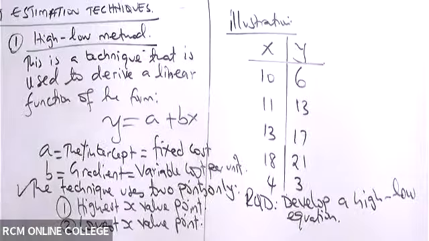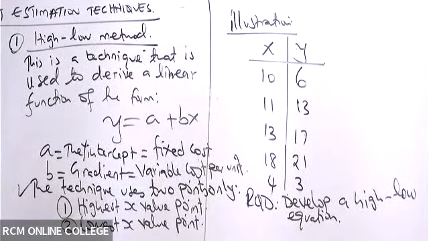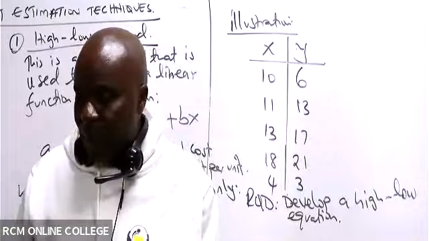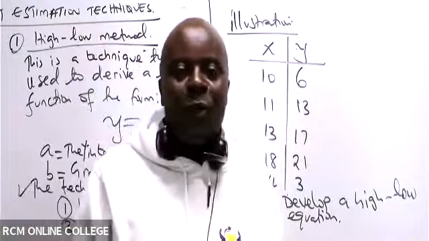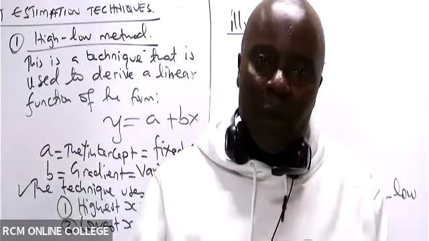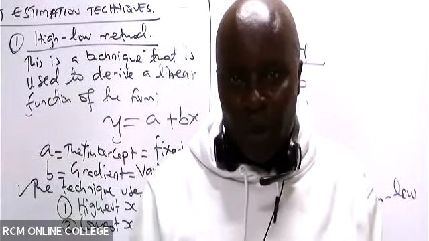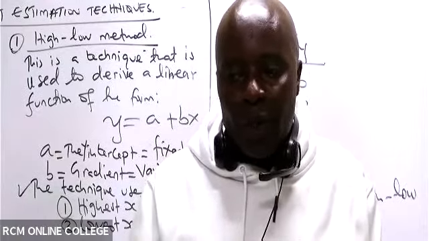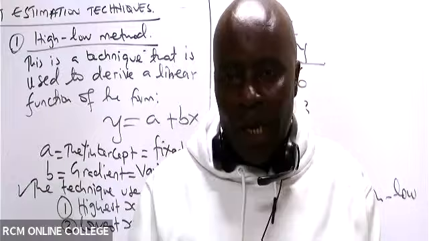Once you are able to write, we develop a high-low equation. So remember, we want to write what we call a straight line equation. Let me ask you, great students, a minor question: how many points do you need to be able to derive a straight line equation?